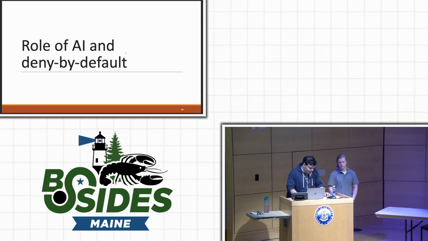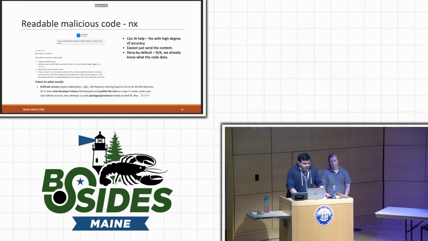Right, so could we use AI to detect these malwares? I'm talking about a pure AI system where a package comes in, goes through the AI, gets a marking, yes malware, no malware. So for the NX attack, if I upload that to ChatGPT or Claude, it can easily identify it because it is readable code. It can quickly say, hey, this is malware, this is what it's doing, this is the intent, exactly everything. Do we need deny by default here? Probably no, because we know what it's doing.